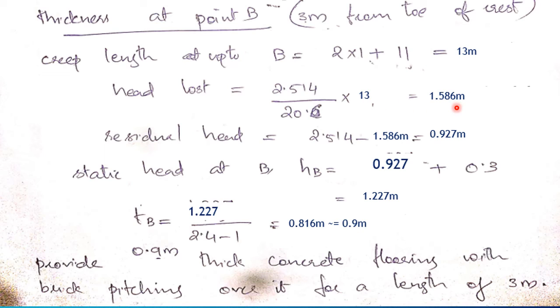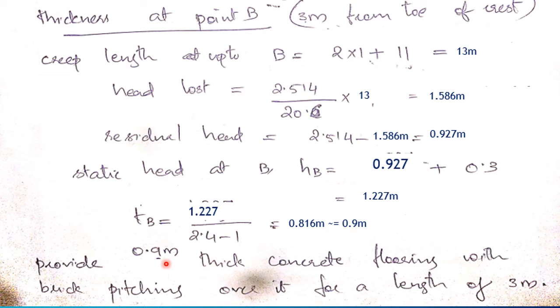Now residual head, that is head remaining, is equal to total seepage head minus head lost, that is equal to 0.927 meters. Next is static head at B, that is equal to residual head plus depth of water cushion, that is equal to 1.227 meters. Now thickness at B is equal to, using the same equation, HB by G minus 1, that is 1.227 by 2.4 minus 1, that is approximately 0.9 meters.